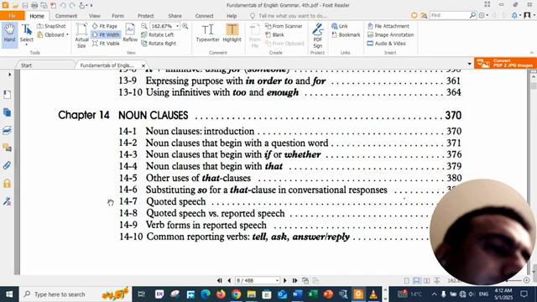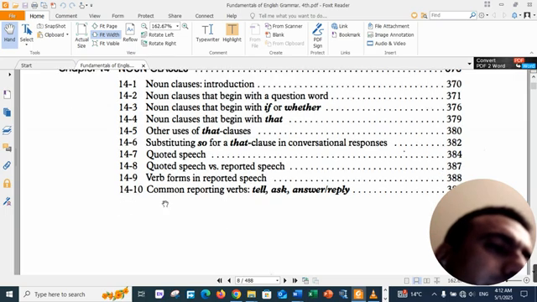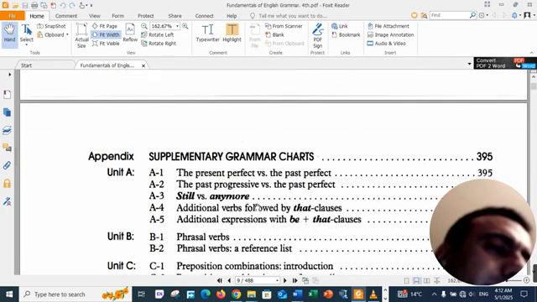14-6, substituting so for that clause in conversational responses. 14-7, quoted speech. 14-8, quoted speech versus reported speech. 14-9, verb forms in reported speech. 14-10, common reporting verbs: tell, ask, answer, reply.